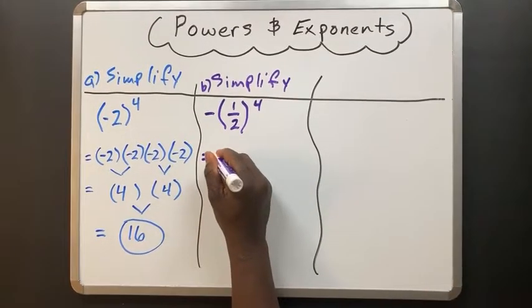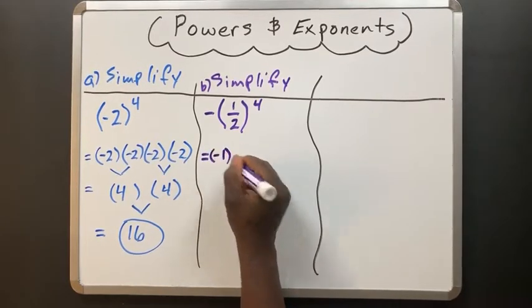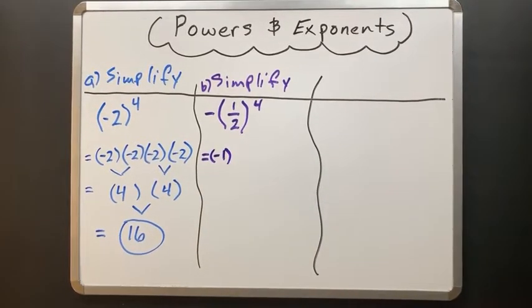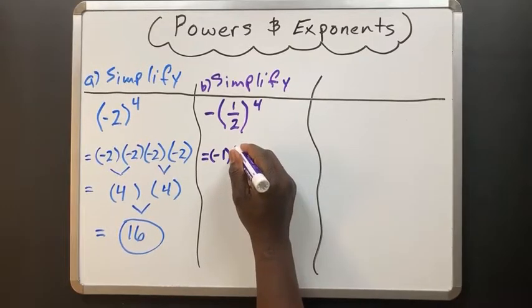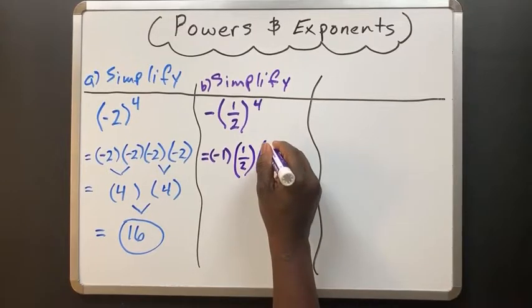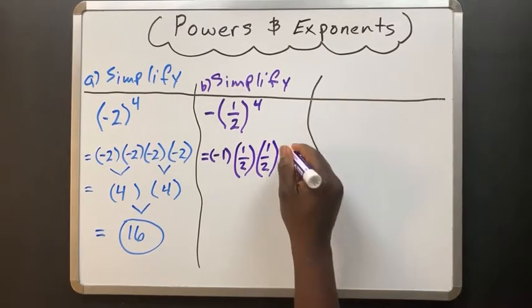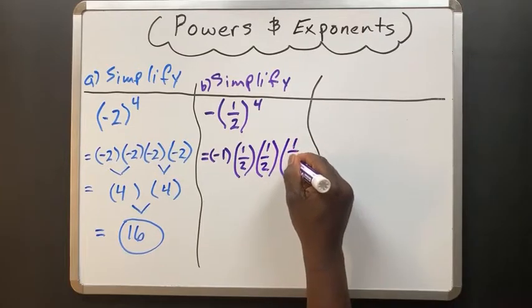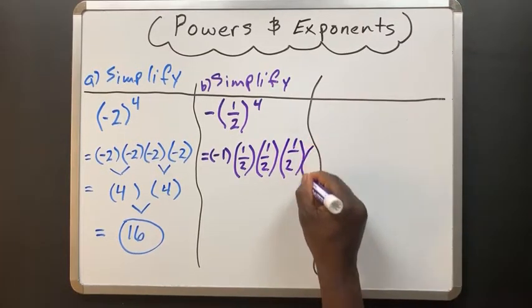So we're going to first just write this as negative 1. And then we have to multiply 1/2 by itself 4 times. Now, you can either do it that way, or I'm going to show you another way, but let's just go ahead and do it that way, for the sake of time. So we have 1/2 times 1/2 times 1/2, and then times 1/2.